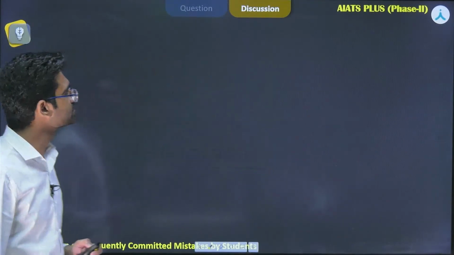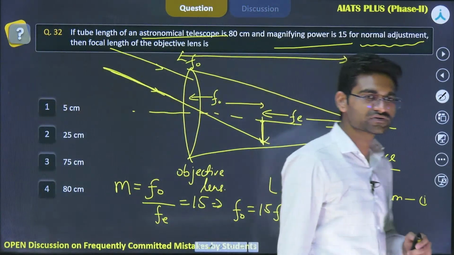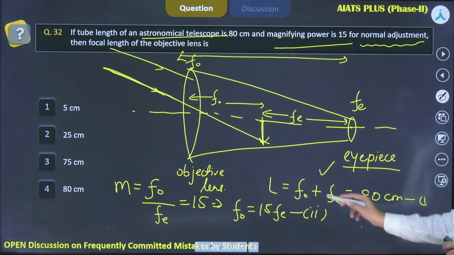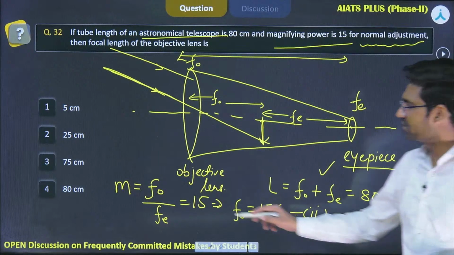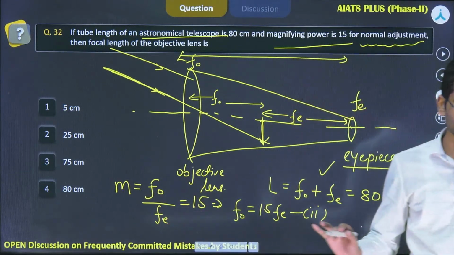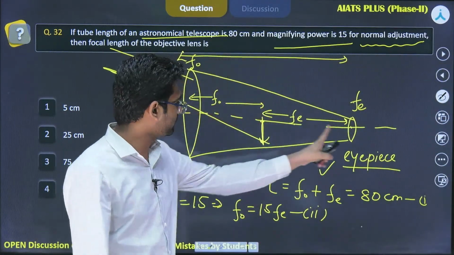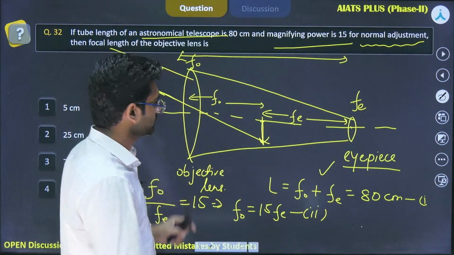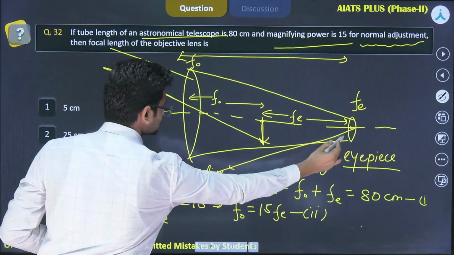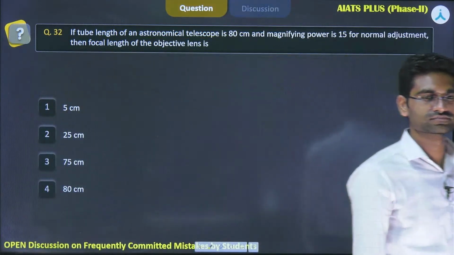Any doubt? Okay, very easy question. You just have to remember these two formulas. One is that tube length in case of normal adjustment is equal to f0 plus fe, and the angular magnification is equal to f0 by fe. Not always, okay? This is the case where the final image is formed at infinity, so it will form the image like this at infinity. Any doubt?